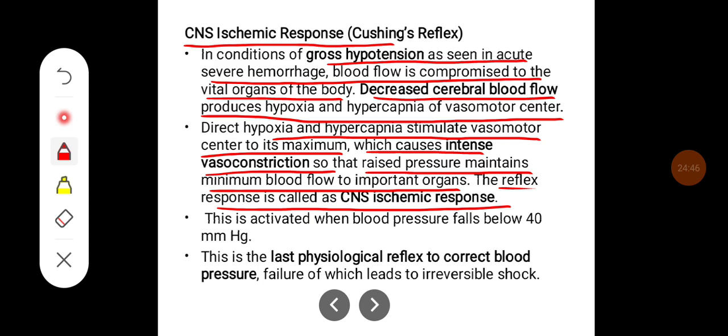This is activated when blood pressure falls below 40 mm of Hg. This is the last physiological reflex to correct the blood pressure, failure of which leads to irreversible shock, and that is why it is also called the last ditch response.